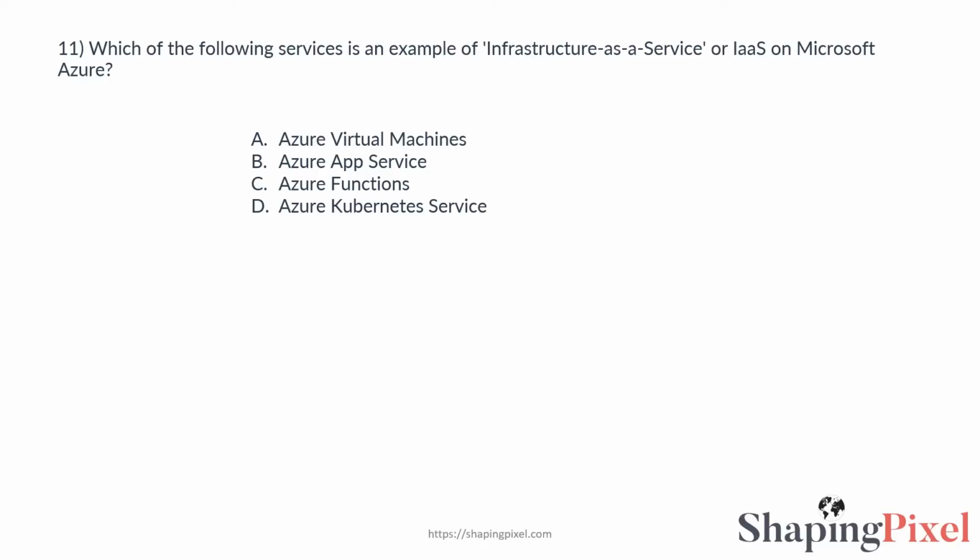Question number 11. Which of the following services is an example of infrastructure as a service or IaaS on Microsoft Azure? And we have the following four options: Azure Virtual Machines, Azure App Service, Azure Functions, Azure Kubernetes Service. So the right answer here is option A, Azure Virtual Machines.